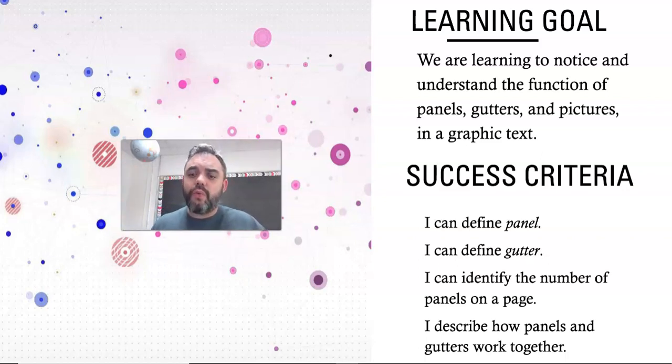Along the way, though, we got a couple of success criteria that'll kind of keep us headed in the right direction. Those today are: I can define panel, I can define gutter, I can identify the number of panels on a page, and I can describe how panels and gutters work together to make some magic happen. All right, guys, let's move on to vocabulary.